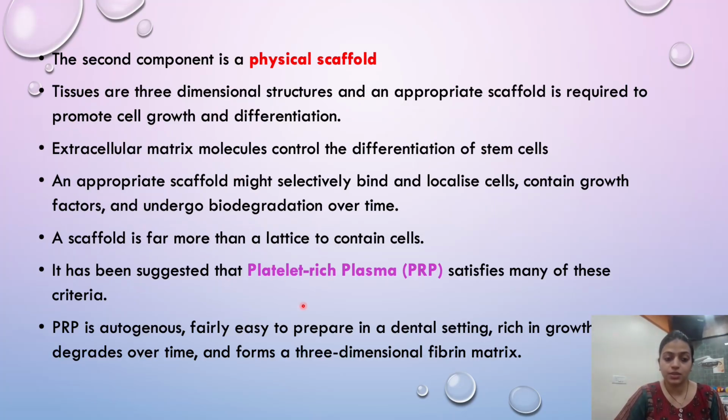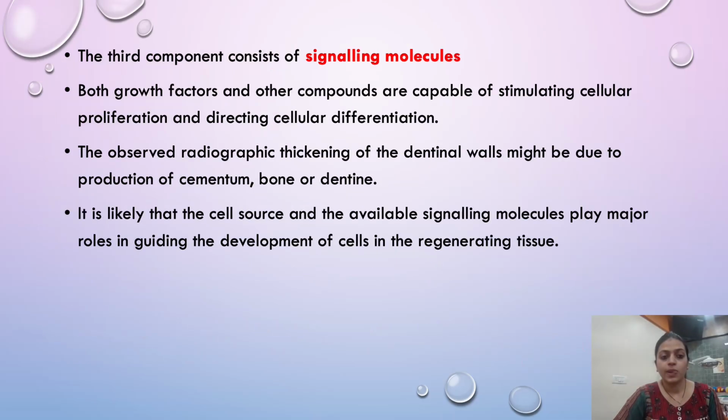It has growth factors. So one of the most important scaffolds which has been suggested is platelet rich plasma. It satisfies all of these criteria, and it is autogenous. It's fairly easy to prepare in a dental setting. It is very rich in growth factors. It degrades over time and forms a three-dimensional fibrin matrix. The third important component is signaling molecules. Both growth factors and other compounds are capable of stimulating cellular proliferation and directing cellular differentiation.